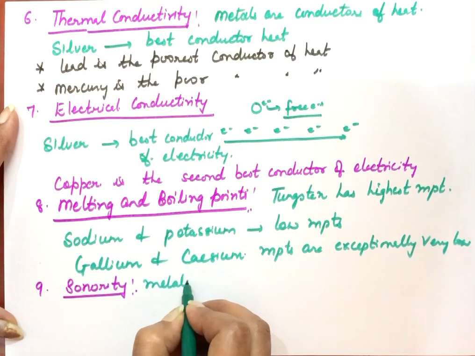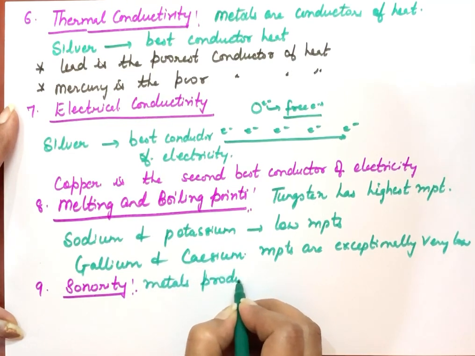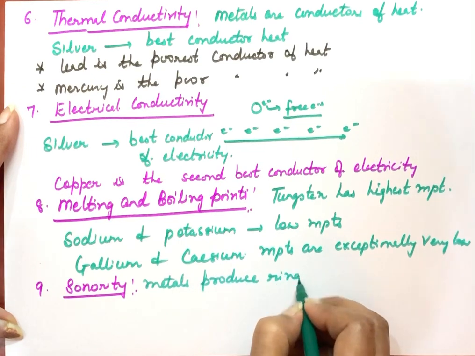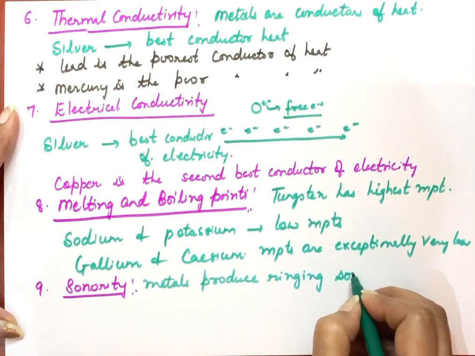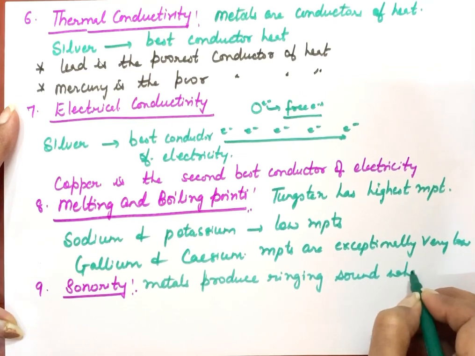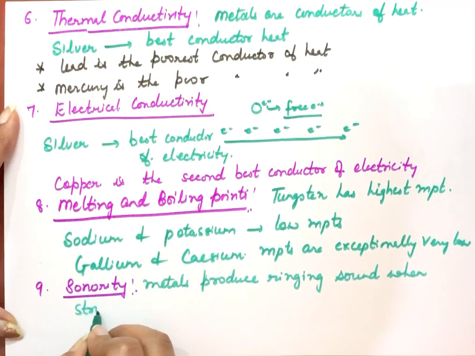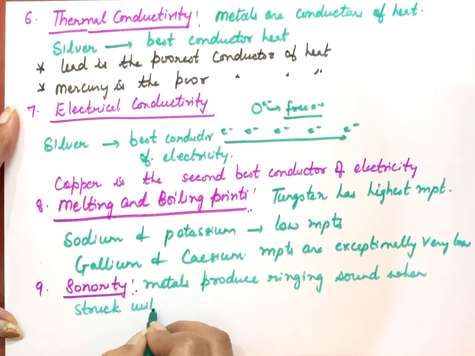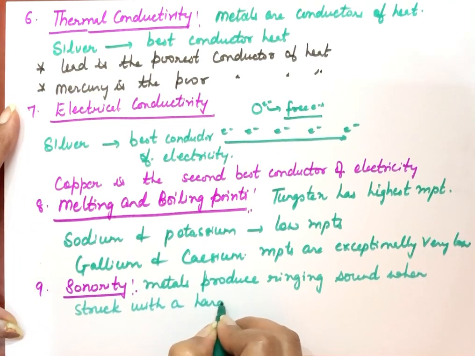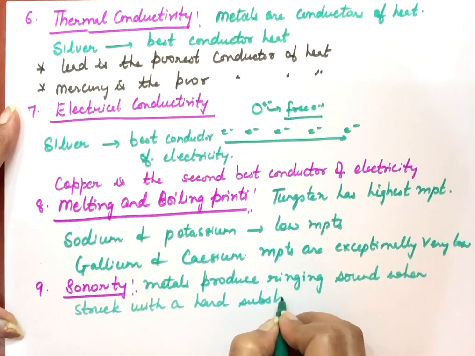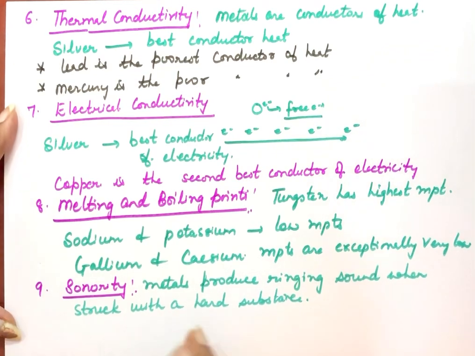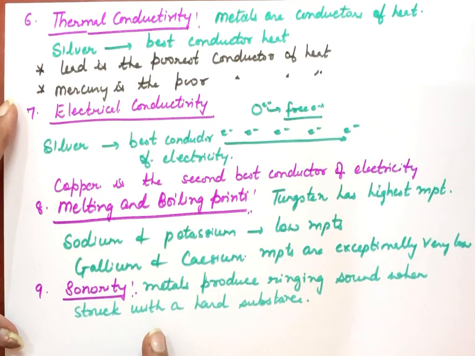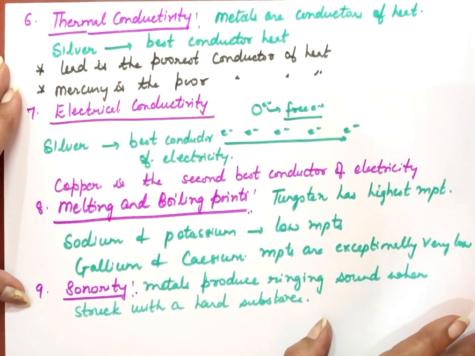So metals produce a ringing sound when two pieces of metal are struck, or when struck with a hard substance. Because of this property, these metals are used for making bells and even for making strings of musical instruments like sitar and violin. Their strings are made up of metals.